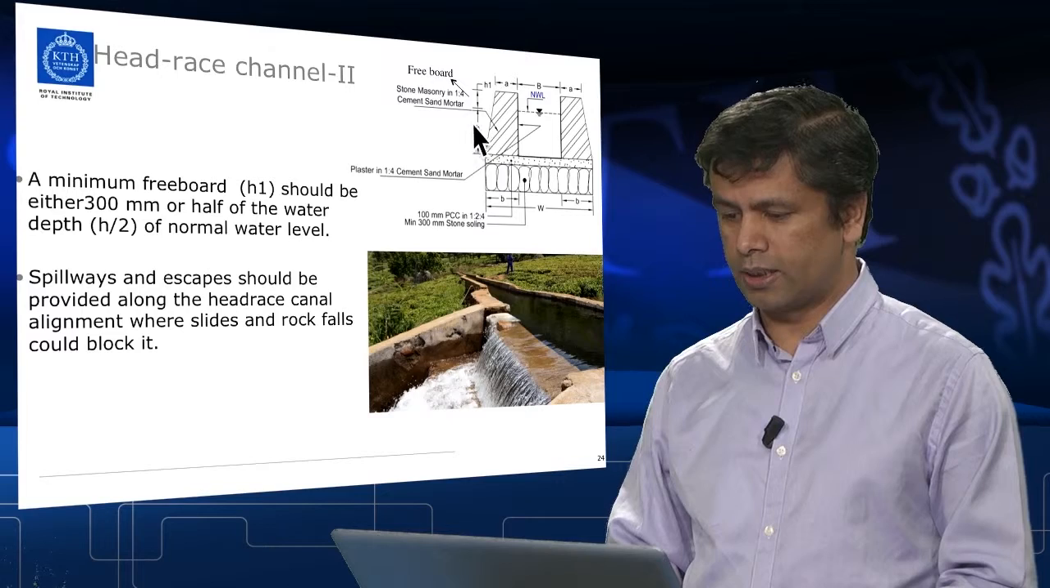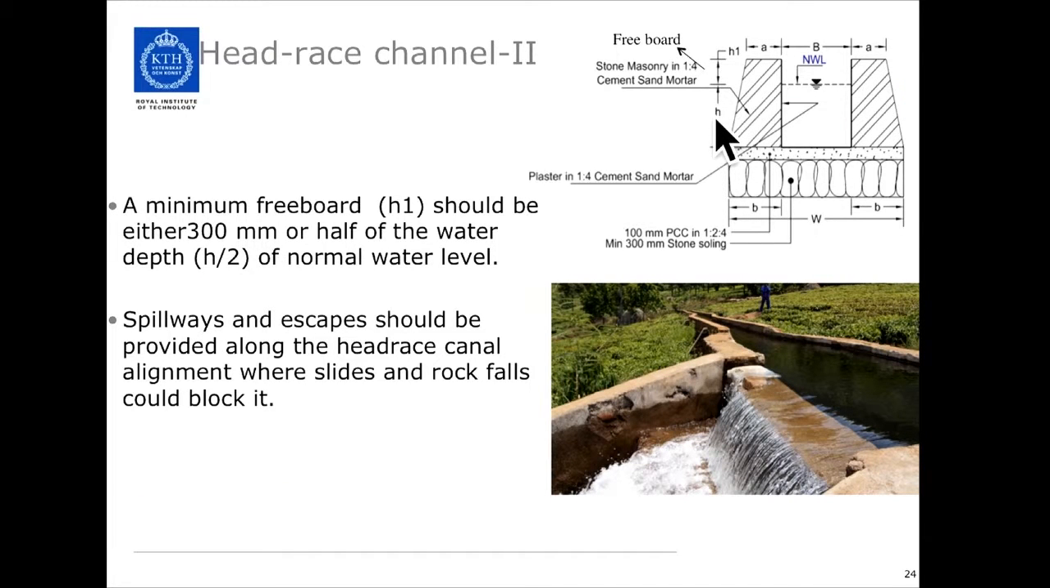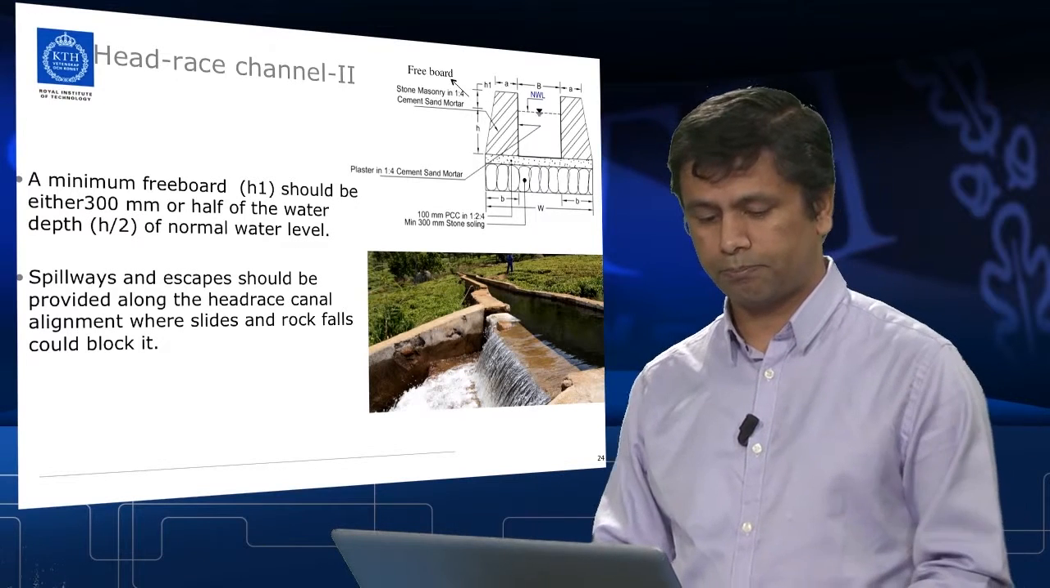Here you can see S is the water depth, so S by 2 of the water level. Which one is the minimum? You choose that one as the freeboard here. So H1 should be either 300 mm or S by 2, whichever is the lower one.